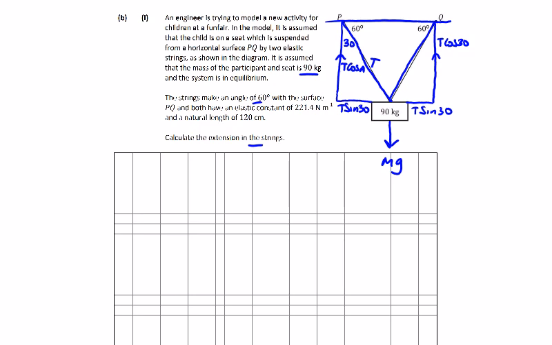So if we take just a diagram like this, force going up equals force going down, so 90g. And we have T cos 30, which is root 3 over 2 times T, root 3 over 2 times T. So that's going to give me 90g is equal to 2 root 3 T over 2. So the 2 will cancel. So the tension in the string will be 90g over root 3.